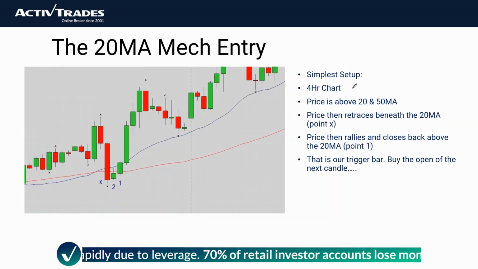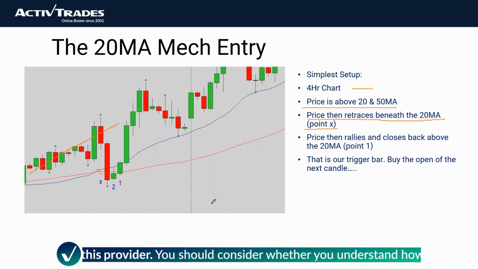So once I've done that as my filter on the 4-hour chart, I want price to be above the 20 and the 50 period moving average. In this case, we've seen that it's been above the 20 and also above the 50. Then what I see is price retraces beneath the 20-period moving average. In this case, that would be point X, this candle here. It closes beneath the 20 and also the 50, but beneath the 20.